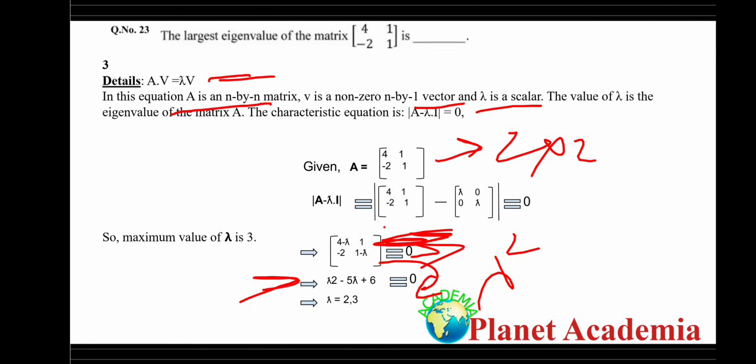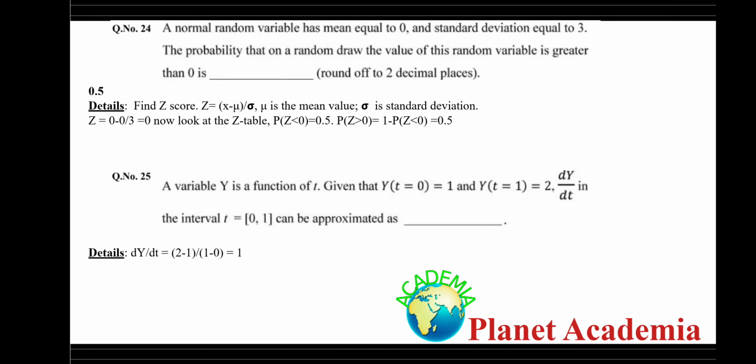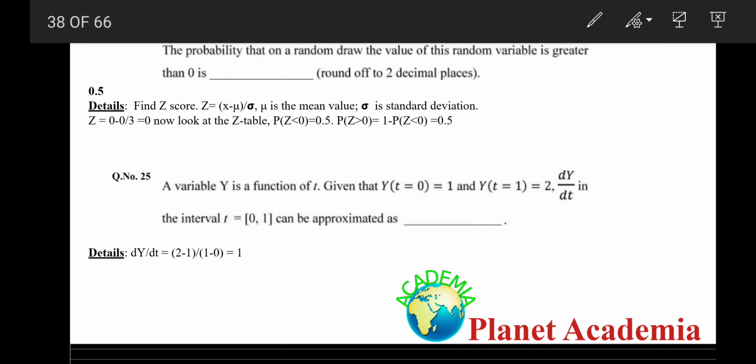Answer is 3, right? Now going to the next question. The next question is: a normal random variable has mean equal to 0 and standard deviation equal to 3. The probability that on a random draw the value of this random variable is greater than 0 is. Okay, so see this.